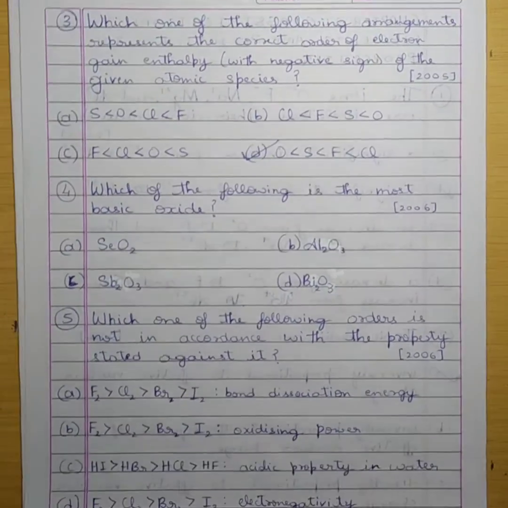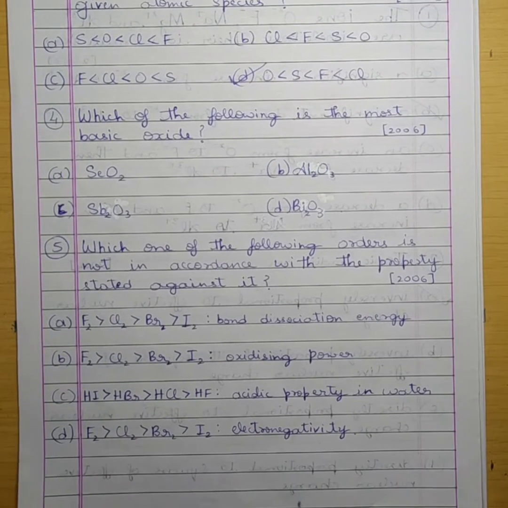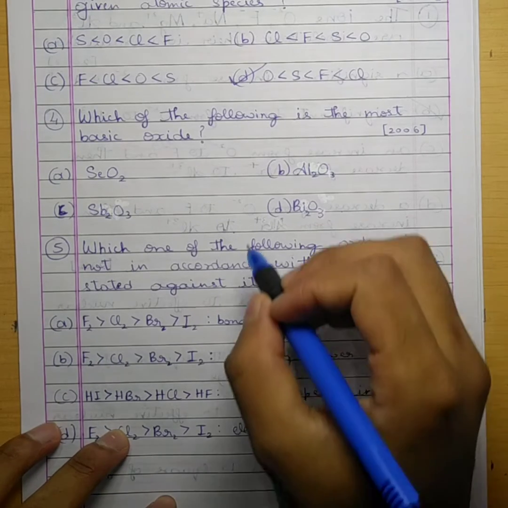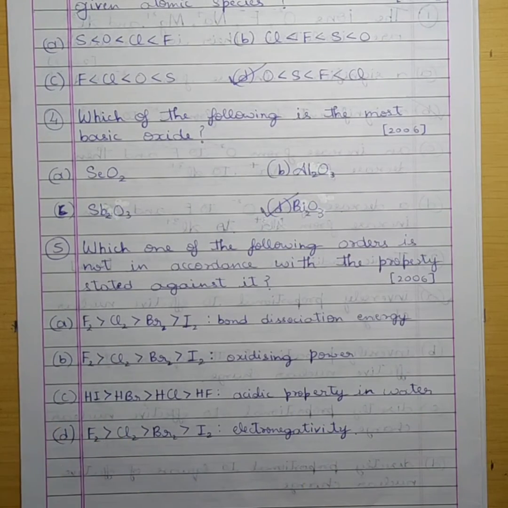Question 4. Which of the following is the most basic oxide? SiO2 is acidic oxide, Al2O3 is amphoteric, Sb2O3 is amphoteric, but Bi2O3 is basic. So option D.